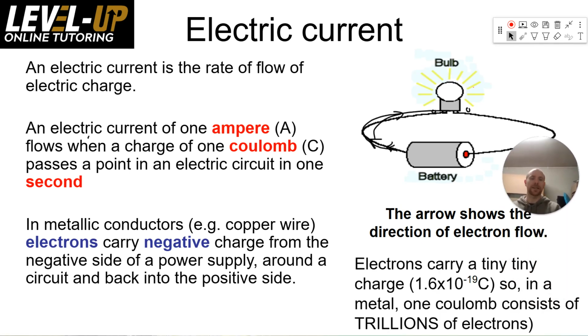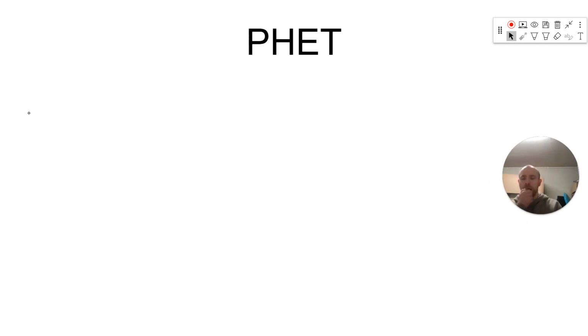Yeah, I've said it before, but I'll remind you, electrons carry a tiny, tiny charge. So a coulomb is trillions and trillions, literally trillions and trillions of electrons. So when we're talking about 1 coulomb, we're talking about loads and loads and loads of electrons.